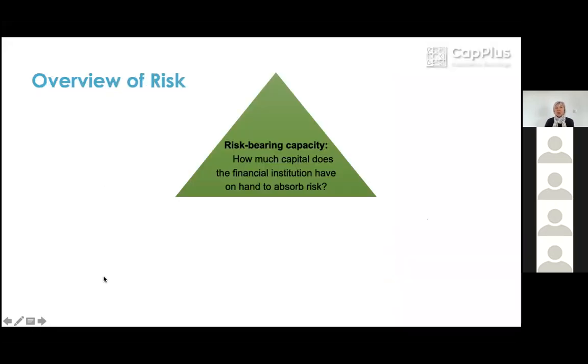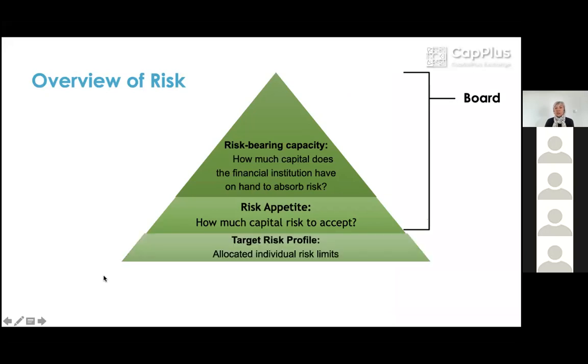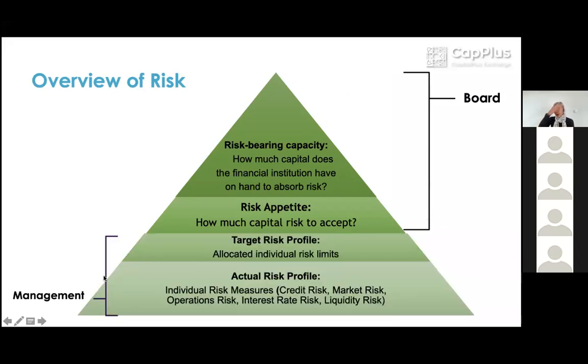So let's just quickly go through this chart that kind of tells you how it's set up. The board is looking at how much capital, how much equity does an institution have to absorb the risk? And then they're saying, what is our risk appetite? How much are we willing to risk? The board decides that, and then based on that, they hand that down to management, who sets the target risk profiles and the actual risk profiles for the individual risks: credit, interest rate risk, even operations risk.